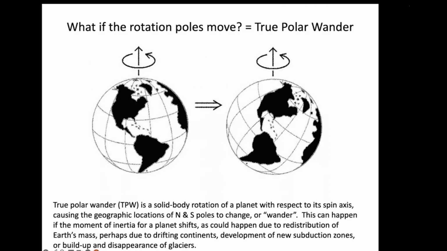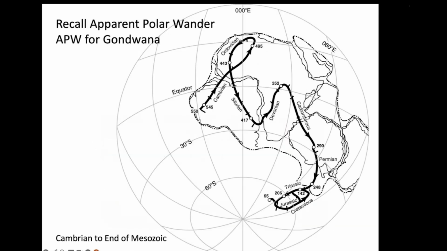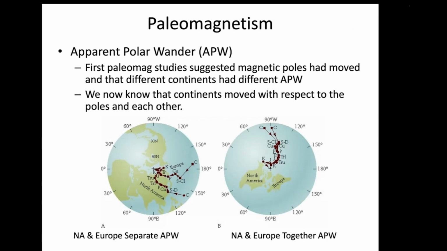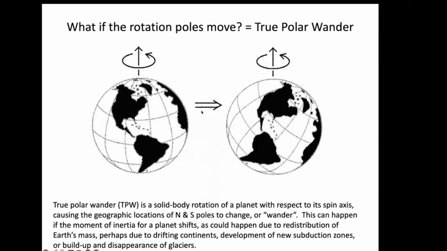But what if the rotation poles actually move, right? We've talked about apparent polar wander. That's apparent polar wander, APW. Is true polar wander possible? And the answer is yes, right? So imagine that Earth's rotation axis, which is right now here, switches to there. What would the magnetic north do? Would it stay here or would it switch over to here? And it's generally assumed that the magnetic pole will also go there. So this is an area that is quite controversial.